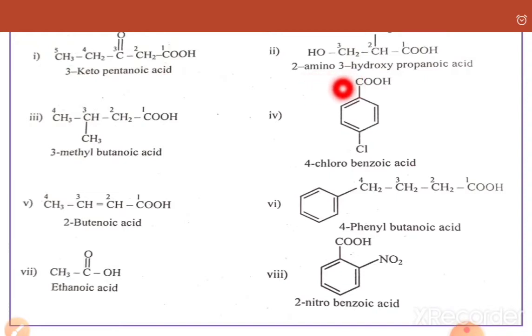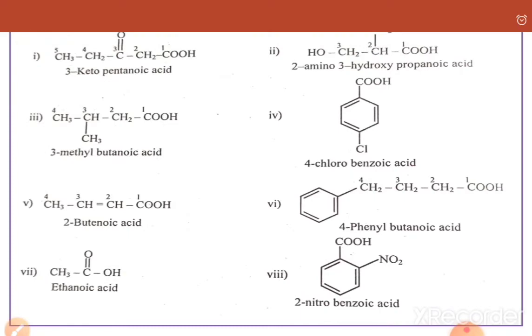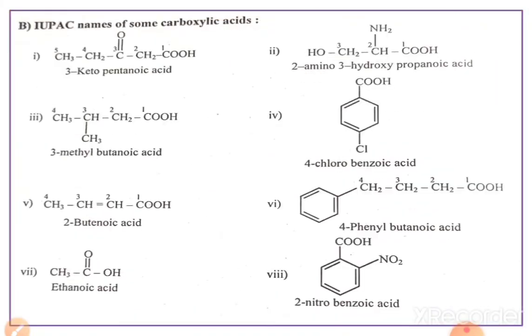Now the second example. Here again, first give the numbering 1, 2, 3. Then at the 2 number position there is an amine group, that means 2-amino, and at the 3 number there is a hydroxyl group, therefore 2-amino, 3-hydroxy.